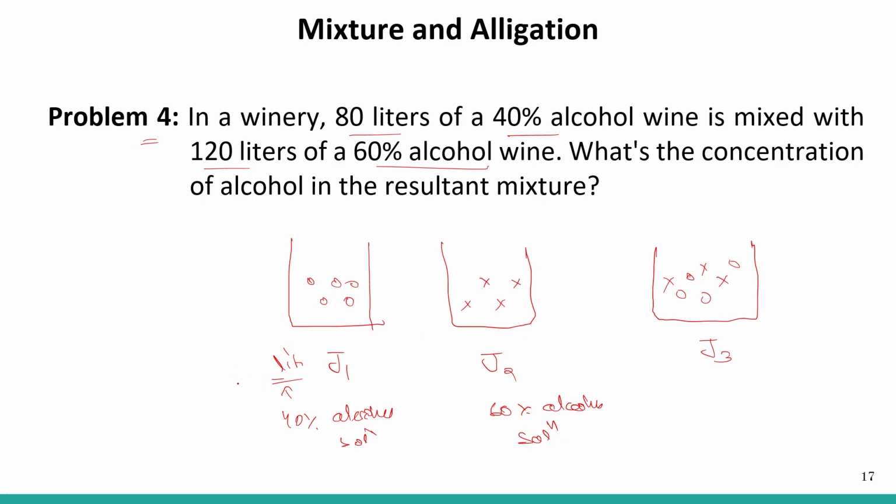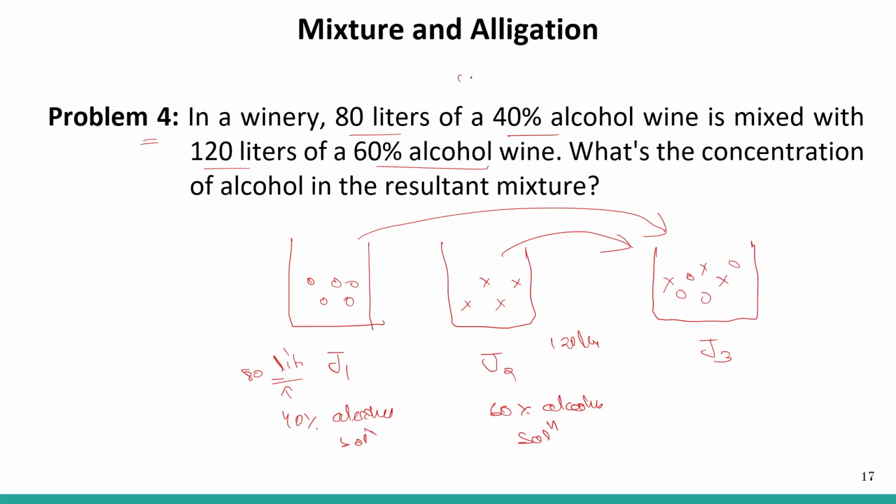Actually 40 liter. You have 80 liter of this one, that is J1. J1 has 40 liters of what? 80 liter of 40% solution and 120 liter of 60% solution. So what we do is, we add all of them to this one. Okay, so what will be the resultant concentration of alcohol?